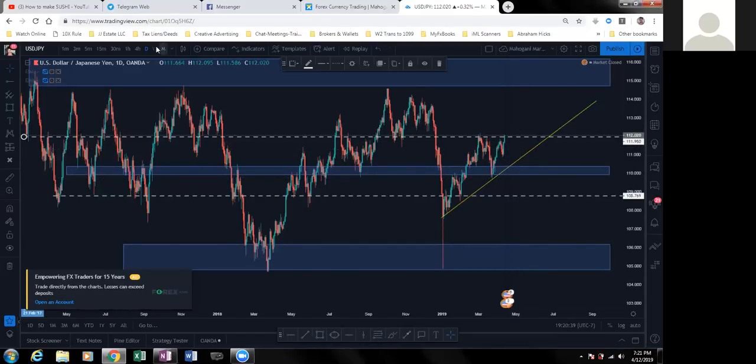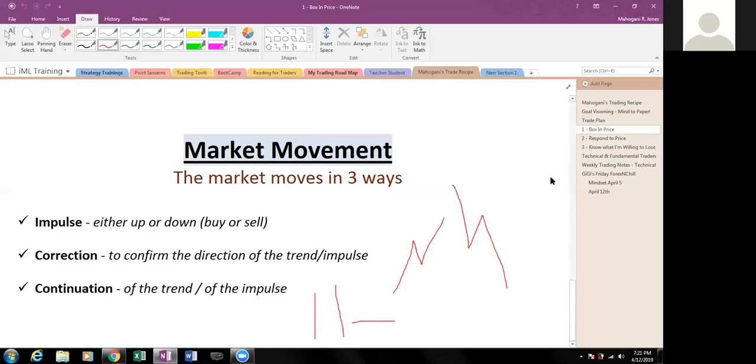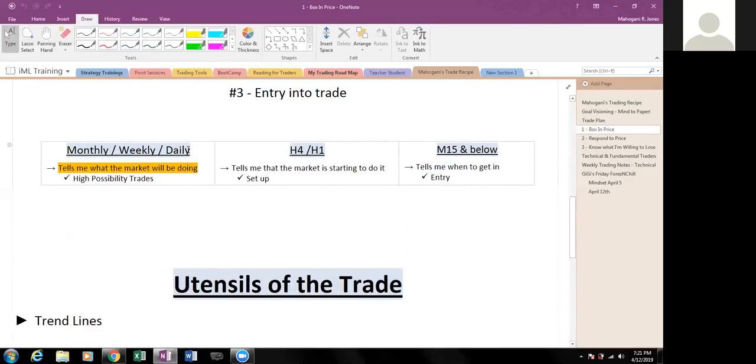Now, I've done monthly, weekly, and daily. What I want to share with you is something that was shared with me, when it comes to monthly, weekly, and daily. Let me go up. Monthly, weekly, daily tells me what the market will be doing. Some traders mark up here, and on the daily time frame, they trade from this daily time frame. Swing traders make a lot of money, they get a lot of pips. That is what we do here. We make a lot of money, we get a lot of pips.